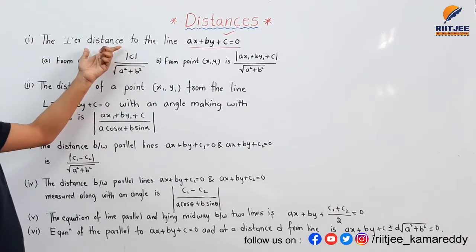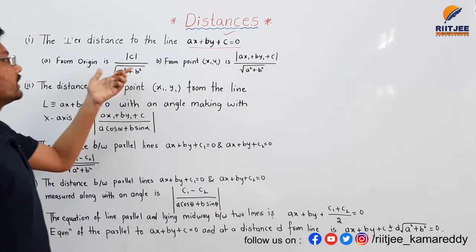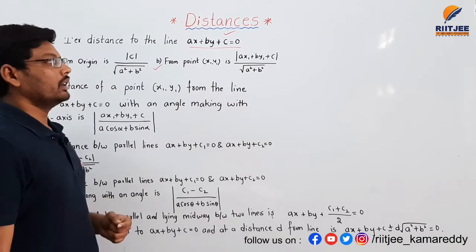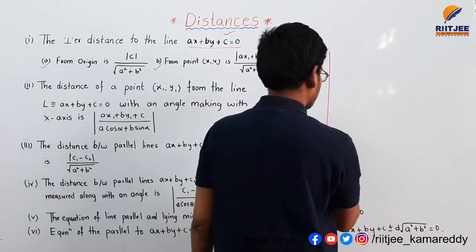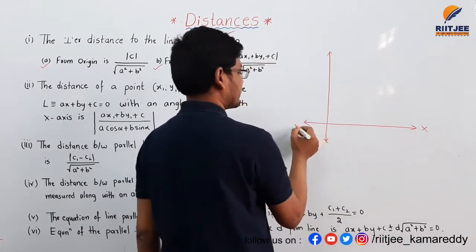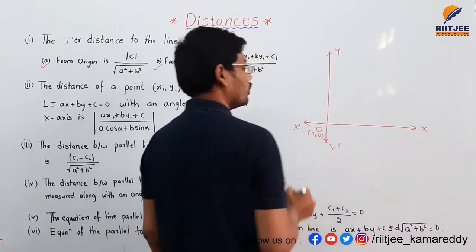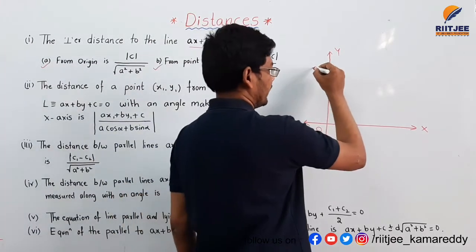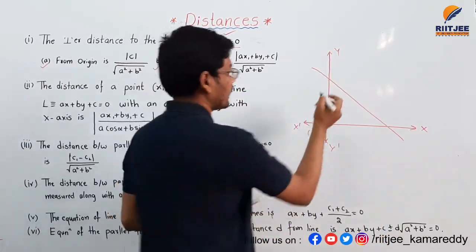Here is the first point. The perpendicular distance to the line ax plus by plus c equals 0. There are two types. The first one is from the origin, and the second is from the point x1 comma y1. Let us take the coordinate axes. This is the x axis and this is the y axis, this is x dash and y dash. This is the origin 0 comma 0, O, and we draw a line.